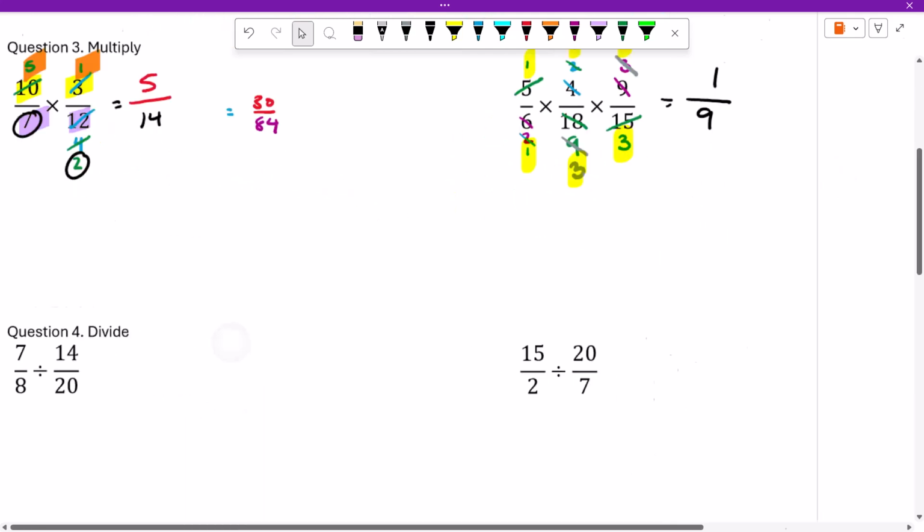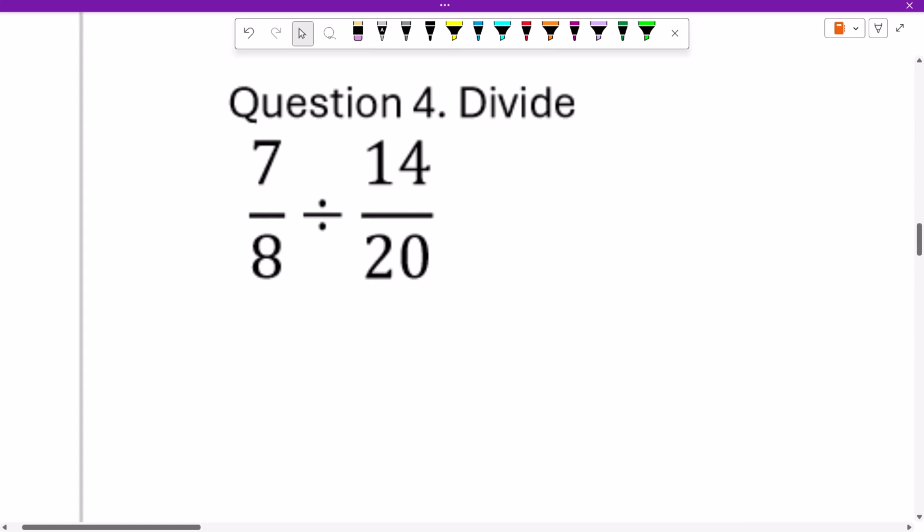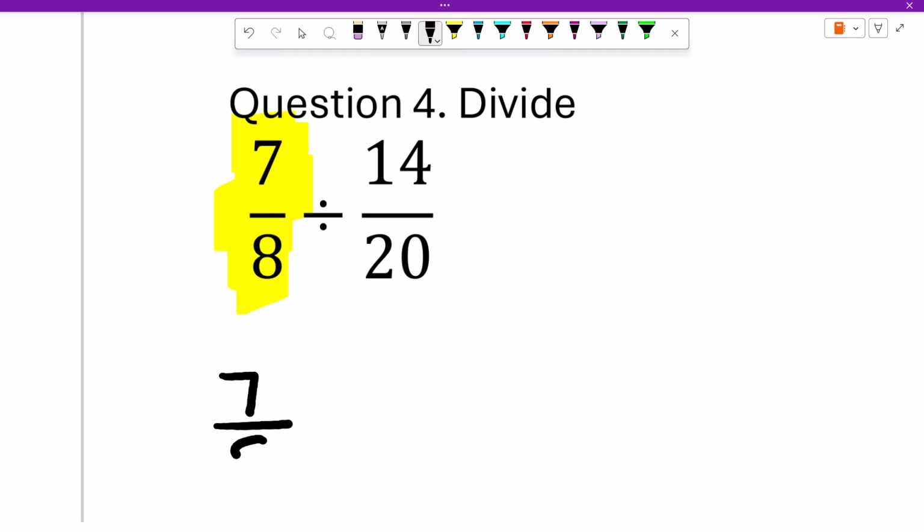I don't think we'll do both of these. Well, let's do one of them. Let's start with this one. What do we do with dividing? It's not the same as multiplying, so we have to have more steps. Yes, Peyton? Keep, switch, switch, or keep, flip, flip. Right? The first fraction is the one we keep. So the 7 over 8 stays the same.